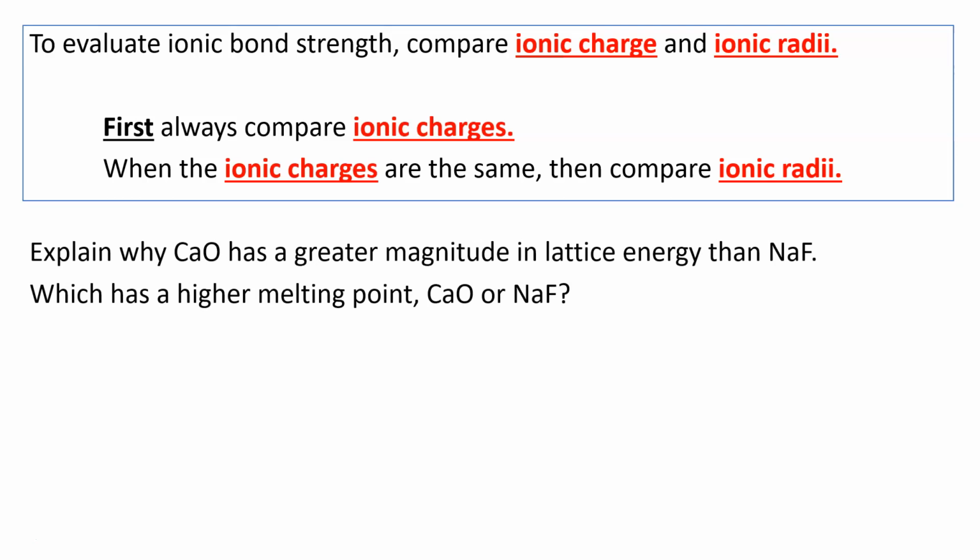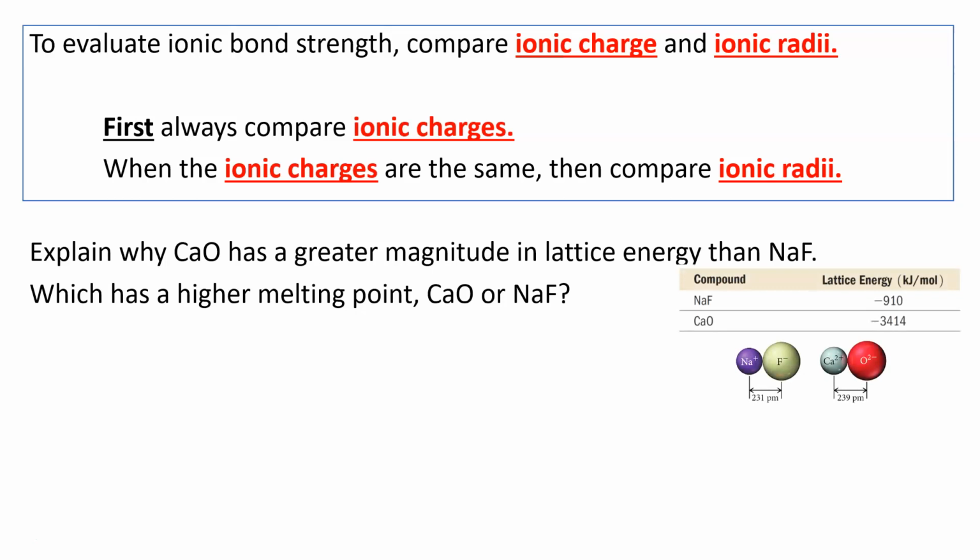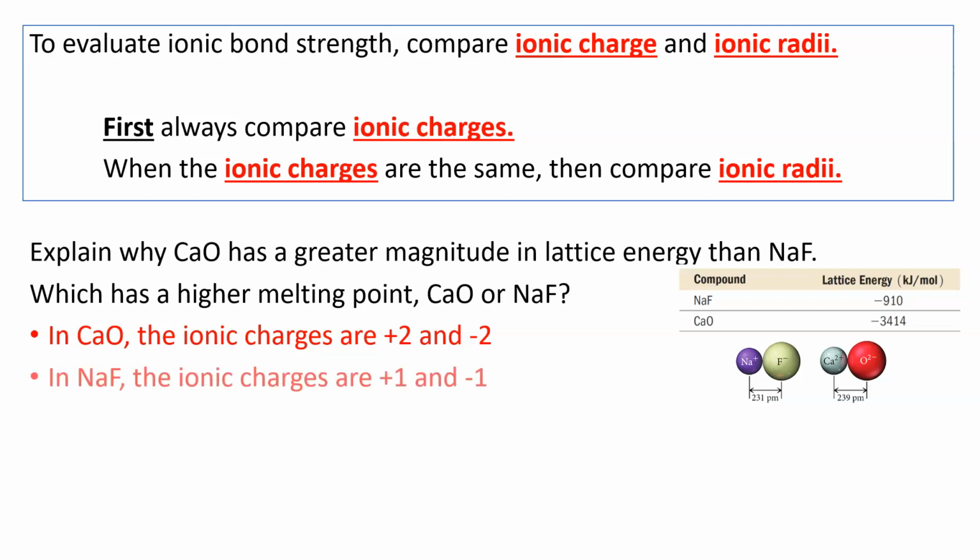So this question asks us to explain why CaO has a greater magnitude of lattice energy than NaF, and which has a higher melting point, CaO or NaF. Well, we can compare these two and look at a couple different things about them. In CaO, the ionic charges are +2 and -2. So the magnitude of the charge is +2 and -2 for CaO. In NaF, the ionic charges are +1 and -1.